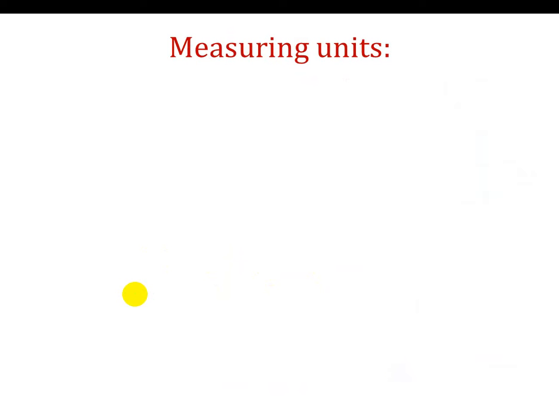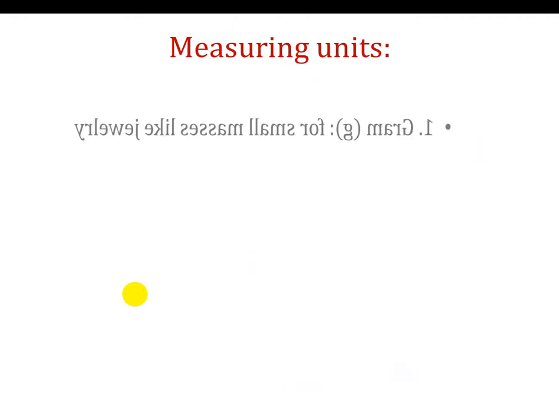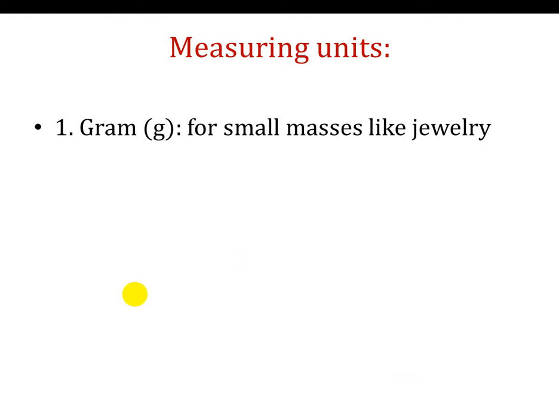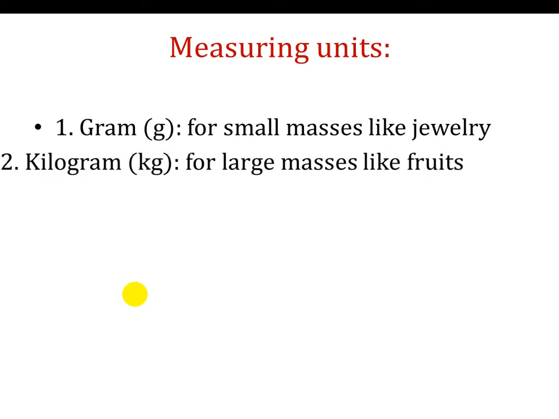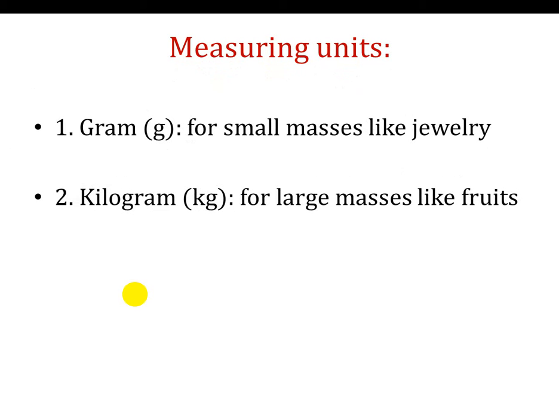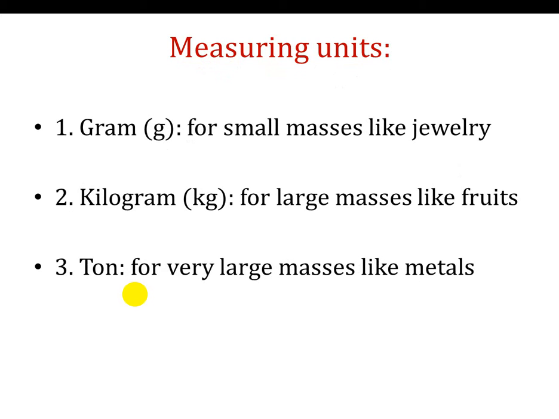The other one, we say that we have the measuring tools. What about the measuring units? The measuring unit we call gram, the 1 gram. 1 gram is like the paper clip, okay? It is for the small masses like jewelries, and a kilogram for large masses like fruits. Ton, this is about the iron or the very, very large masses like metals.